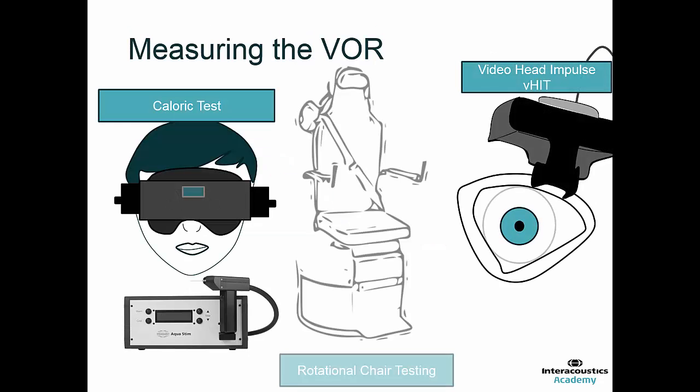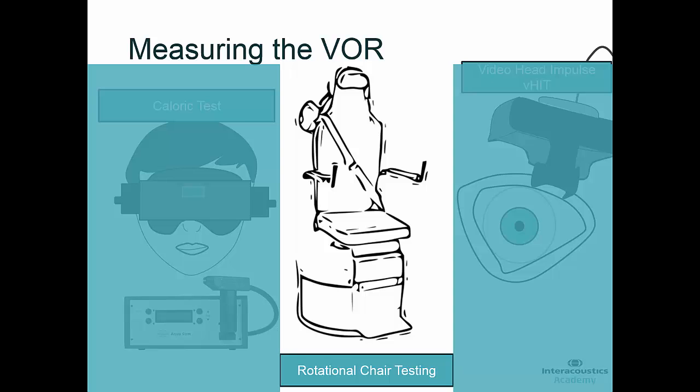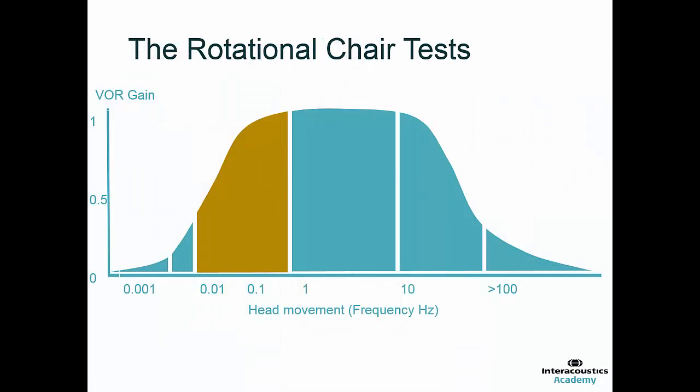But what about the other tests? Let's now look at the rotational chair test. The rotational chair tests a range of different frequencies from 0.01 Hz all the way to 0.32 Hz. So this provides us with a mid-frequency test of vestibular function. The caloric test was looking at the low frequencies. The rotational chair test can now look at the mid-frequencies.